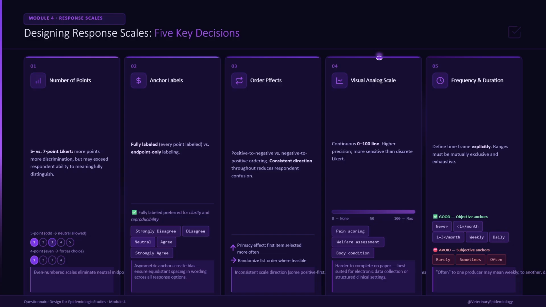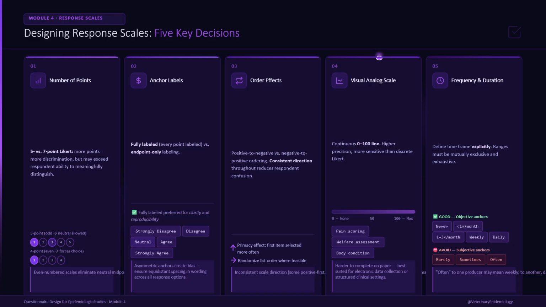Define the time frame explicitly and prefer objective anchors. Often means weekly to one producer and daily to another. Subjective anchors introduce systematic error, so ask for an actual count when precision matters, and always make response categories mutually exclusive and exhaustive.